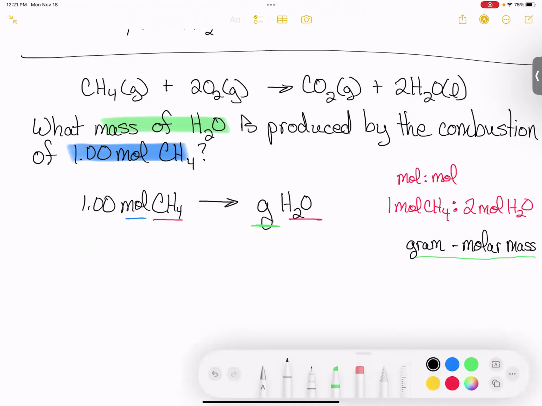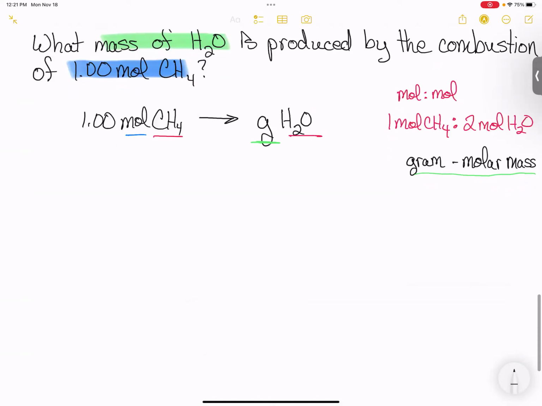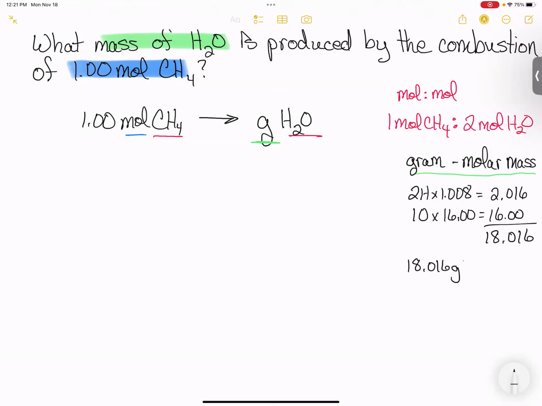So I have 2 hydrogens times 1.008. So in other words, 2.016. And I have 1 oxygen times 16.00 for a total of 16.00. It adds together to be 18.016. So it's 18.016 grams of water is 1 mole of water.